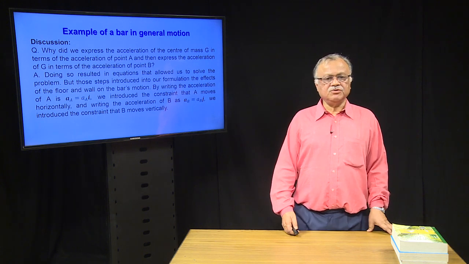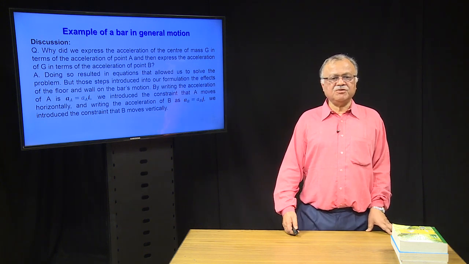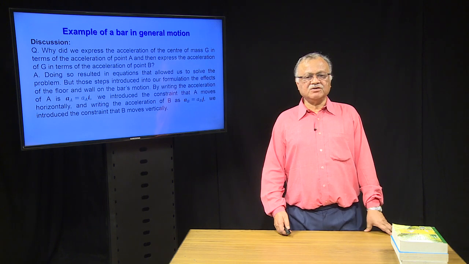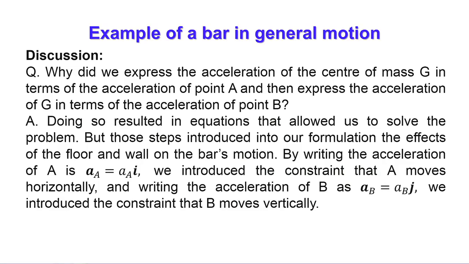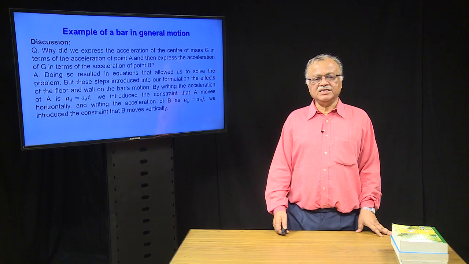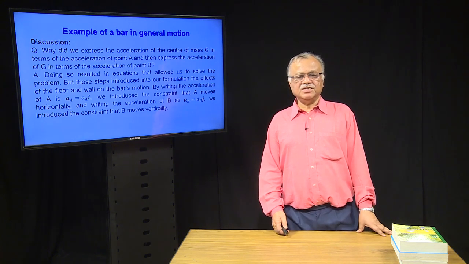So, this way you can do. Why do we express the acceleration of the center of mass G in terms of the acceleration of A, and express the acceleration of G in terms of the acceleration of B? Doing so resulted in the equations that allowed us to solve the problem, but those steps introduced into our formulation the effects of the nature of the motion. That means on the floor the bar's contact point moves in the vertical direction, and on the floor it is in the horizontal direction. To give that condition we are using that.